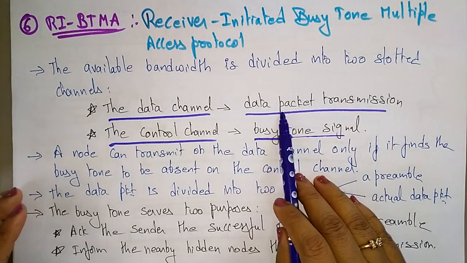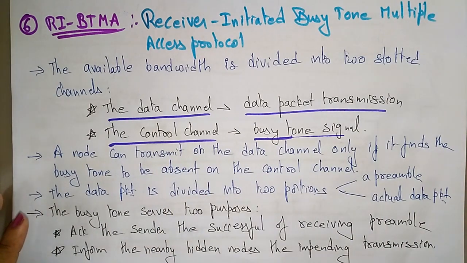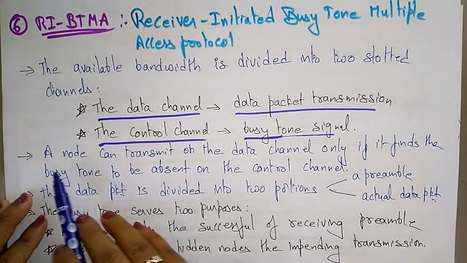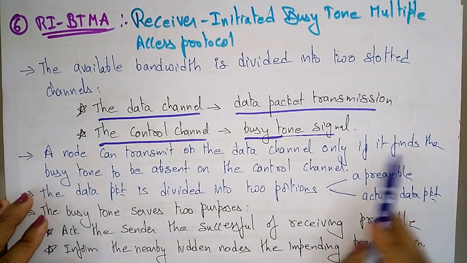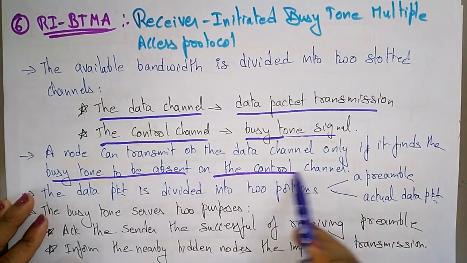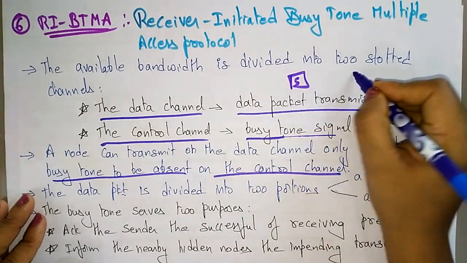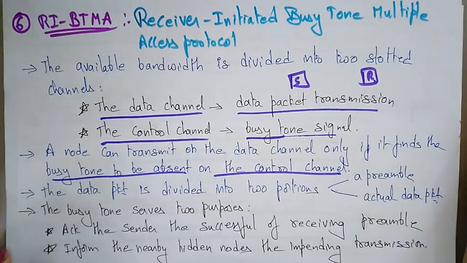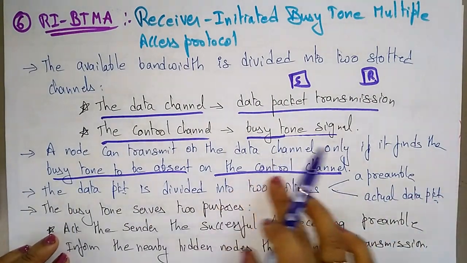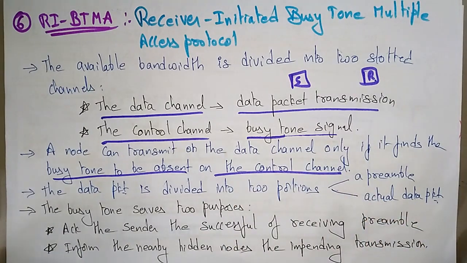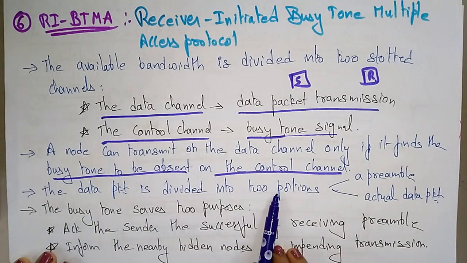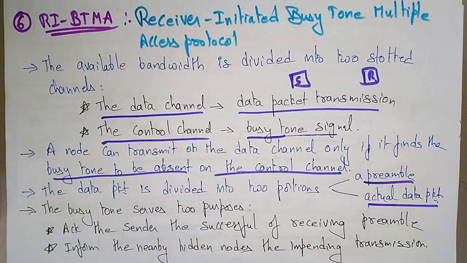The data channel holds the data packet transmission, and the control channel here holds only the busy tone, whereas in DBTMA it holds the busy tone, request to send and the clear to send. A node can transmit on the data channel only if it finds the busy tone to be absent on the control channel. So whenever the busy tone is absent, then only the node transmits. Here the sender is there and the receiver is there. The sender sends the data whenever the receiver is not busy. The data packet is divided into two portions, a preamble and the actual data packet.